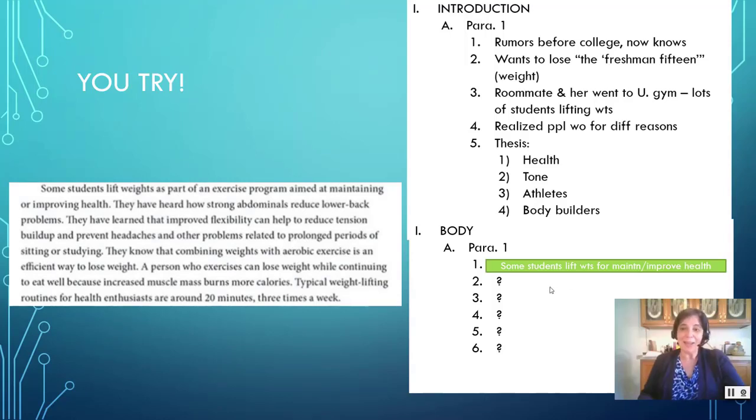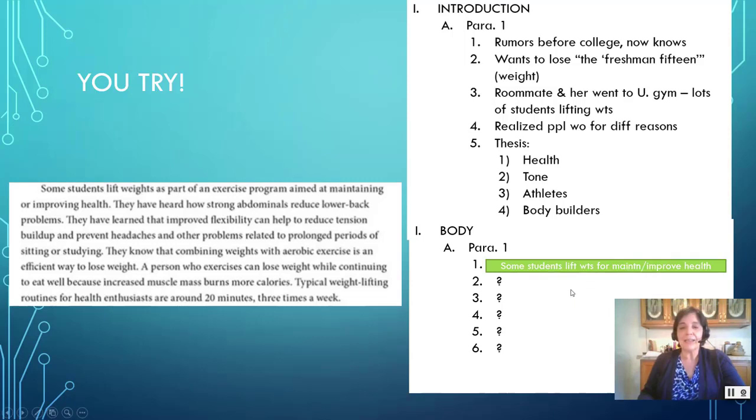Okay, so you've turned me back on, so you're ready to check to see how you did with your underlining. And here's what I had. I picked up some students lift weights for maintain/improve health. So you want to make sure you have either some students, something about lifting weights, maintain, improve health.